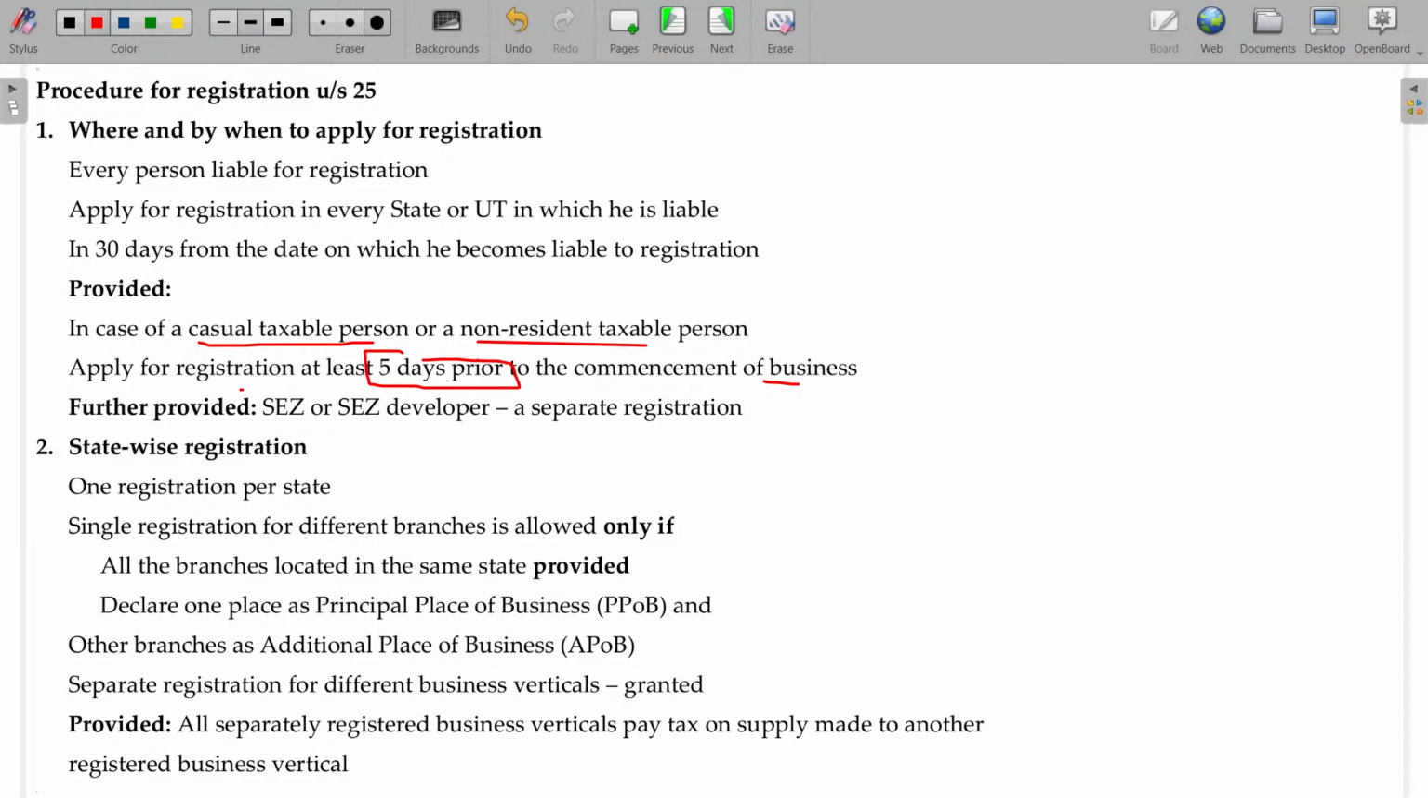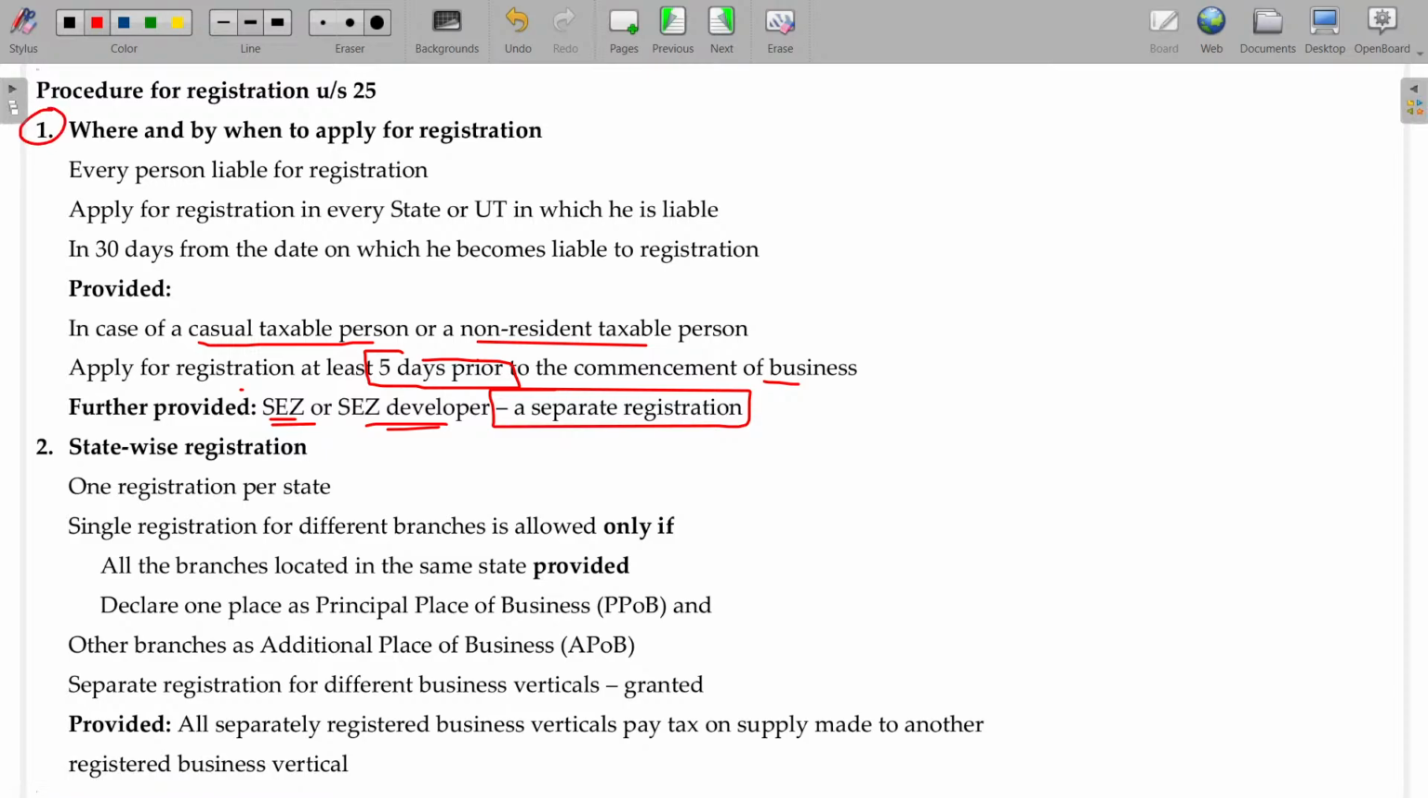In case of cess and cess developer, a separate registration is also applicable. In case of cess, you usually need not pay the GST. Most of the cases are exempted. But though exempted, for all the purchases you pay the GST, that you can claim as ITC, and you can even claim the refund also. For that, you need to have the registration number. So your registration number is totally different. So, cess and cess developer. Is that clear? Point number 1.